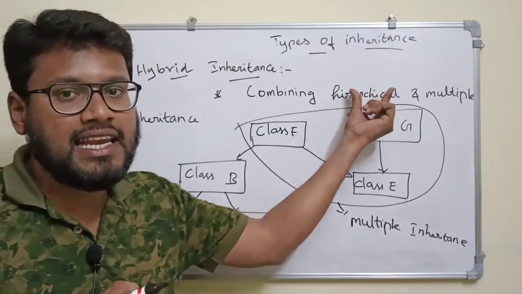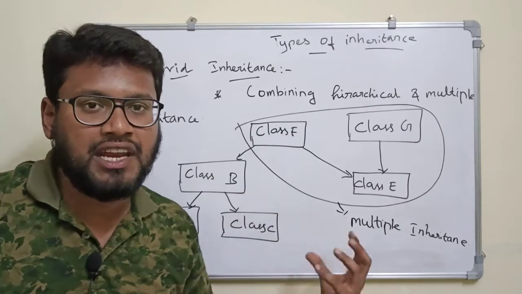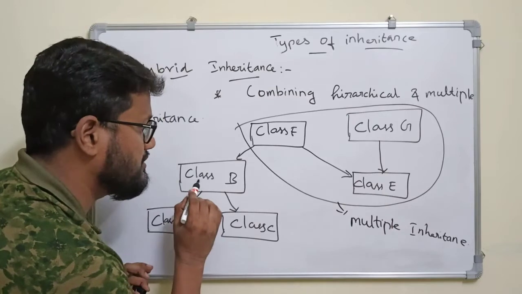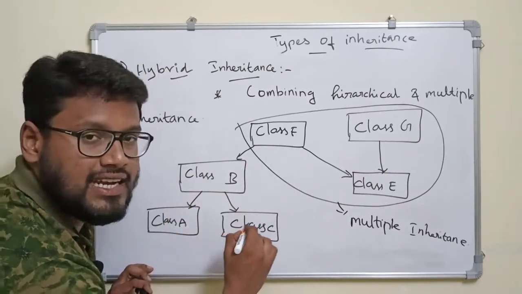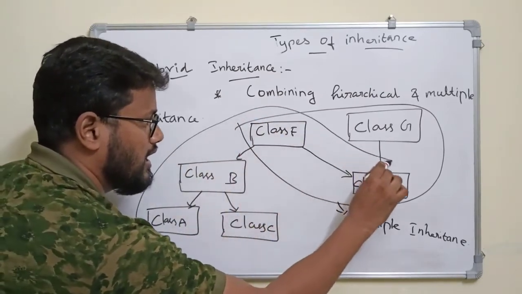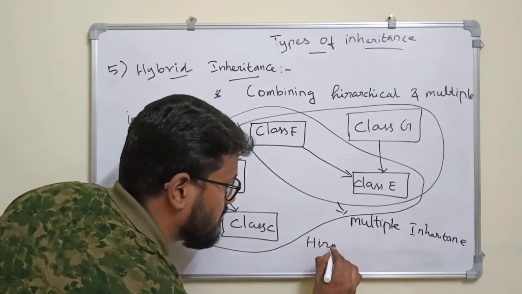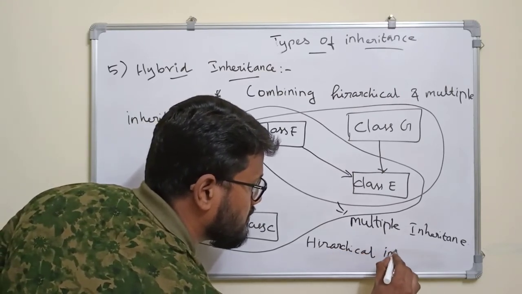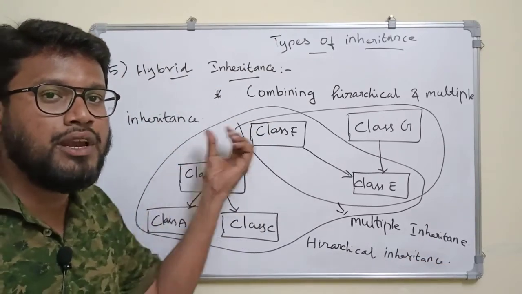Next is the hierarchical part. What is hierarchical? Hierarchical is one base class with a number of derived classes. Class F is a base class, and class E and class B are derived classes of class F, and class A and class C are derived classes of class B. So this is hierarchical inheritance. Together, these are called hybrid inheritance.